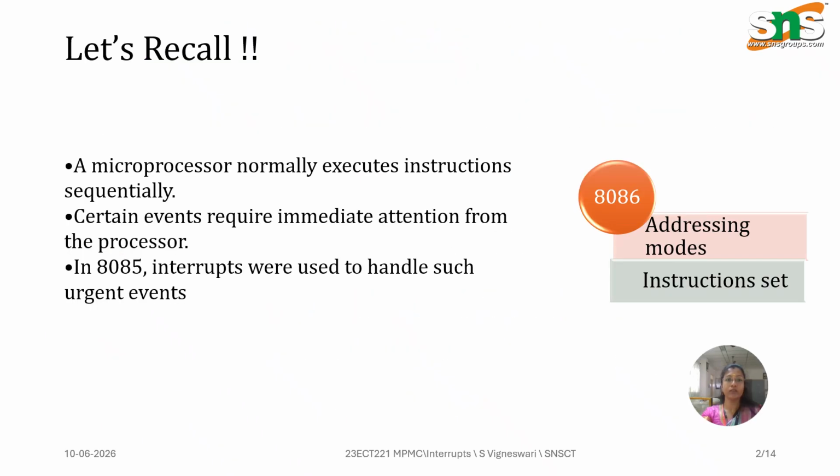Before moving into today's topic, let us have a quick recall of what we discussed in the previous session. We discussed how instructions are executed in a sequence, but sometimes an urgent event occurs that requires immediate action. In such a situation, what does the processor do? That mechanism is what we call an interrupt. Let us understand why interrupts are needed and how they are handled in the 8086 processor.